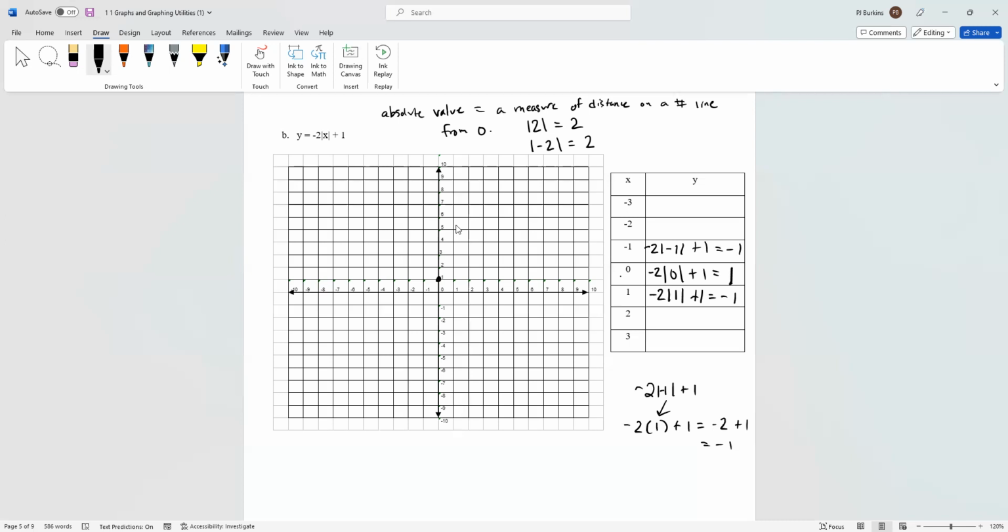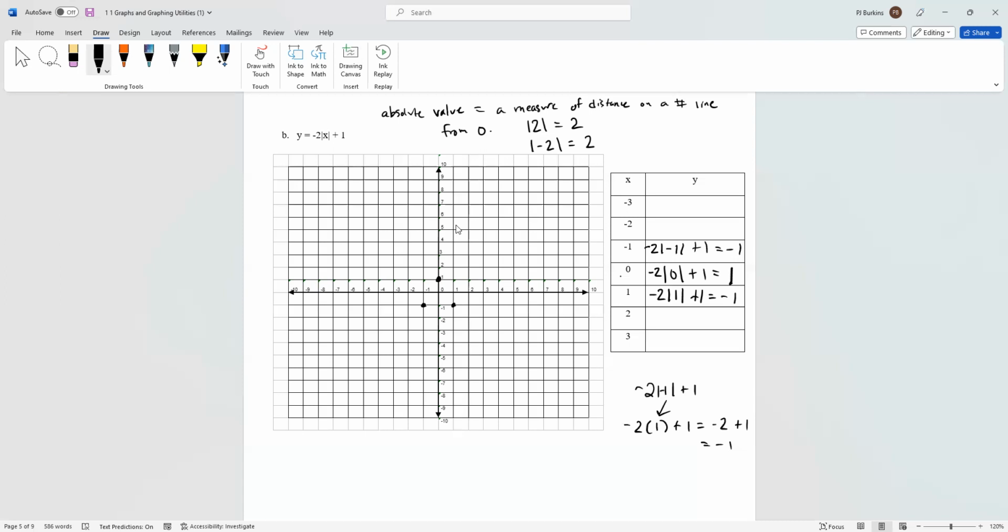So let's plot both of those. So when x is 1, I go down 1. When x is -1, I also go down 1. So you can already see I'm getting that V shape, right?